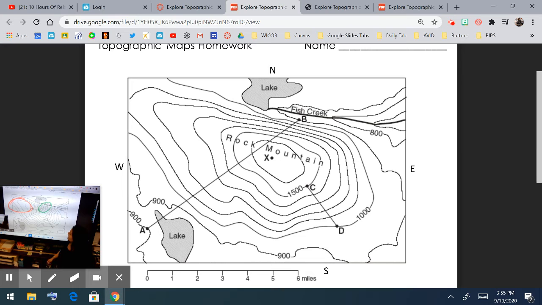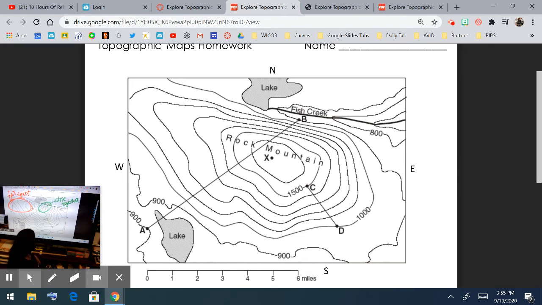So what's the difference? These lines are a lot closer together. So they are close together. Versus, what about the red ones? The red ones are farther apart. I'm going to put far apart.